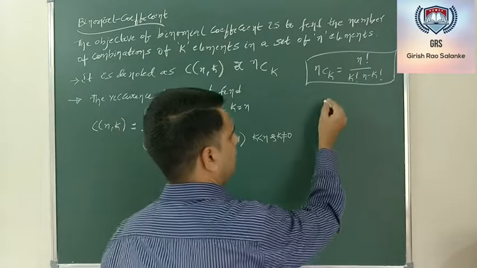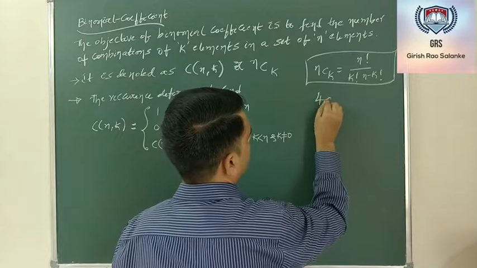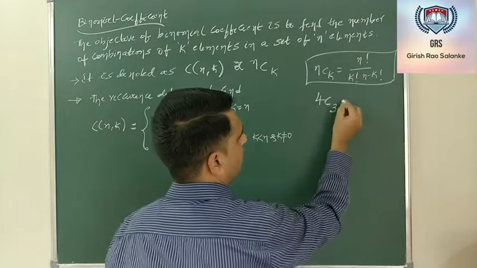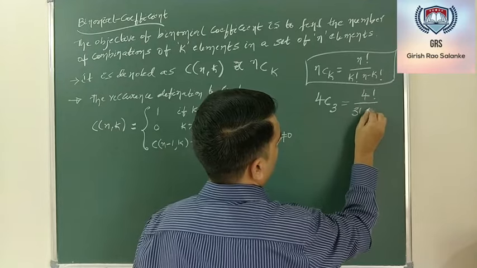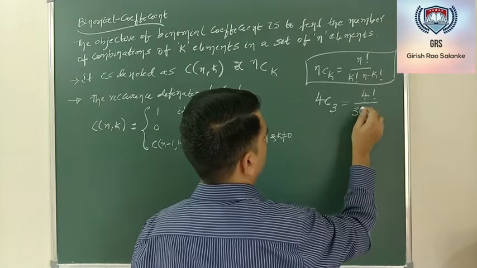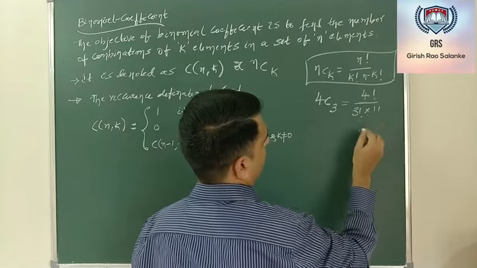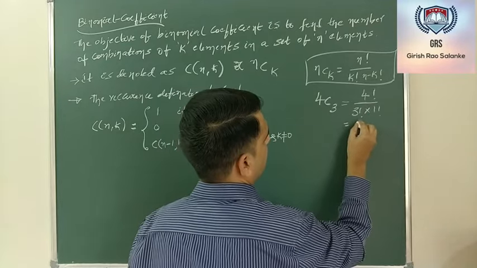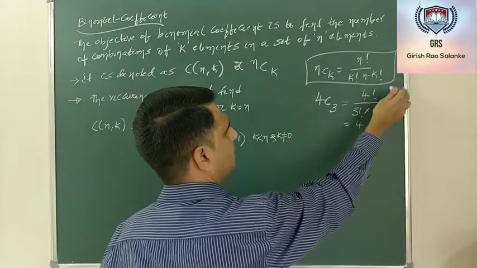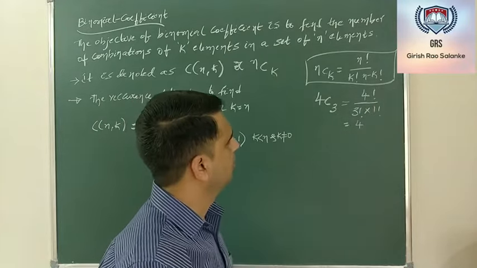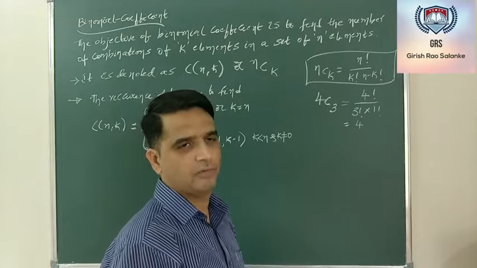Now let's see the value of 4C3. What is the value of 4C3? It is 4 factorial by 3 factorial multiplied by (4 minus 3) which is 1 factorial, that is 3 factorial. The answer is 4. 4 into 3 into 2 into 1, and this 3 factorial and the other 3 factorial cancel, and I will be left with 4.